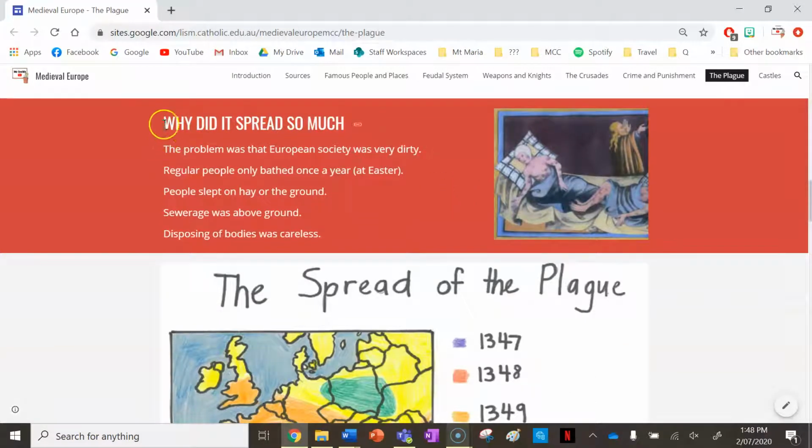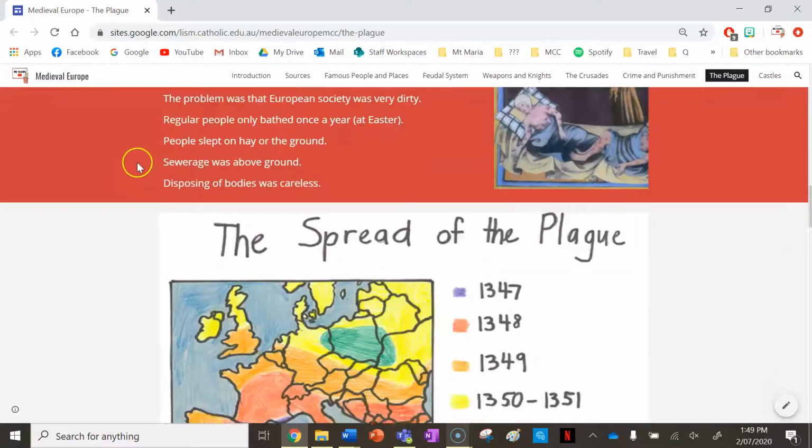Why did it spread so much? Please write down these notes as well. The problem was that European society was very dirty. Regular people only bathed once a year at Easter. People slept on hay or on the ground. Sewage was above ground, and the disposing of bodies of people who'd been killed by the plague was very careless. They used to throw them out onto the streets, and someone in a cart would come around and collect them. So the reason it spread so much is essentially because the sanitation was so poor during the Middle Ages. It was very easy for fleas and rats to run around and for people to not clean themselves up and expose themselves to the plague. So that's why it spread so much.